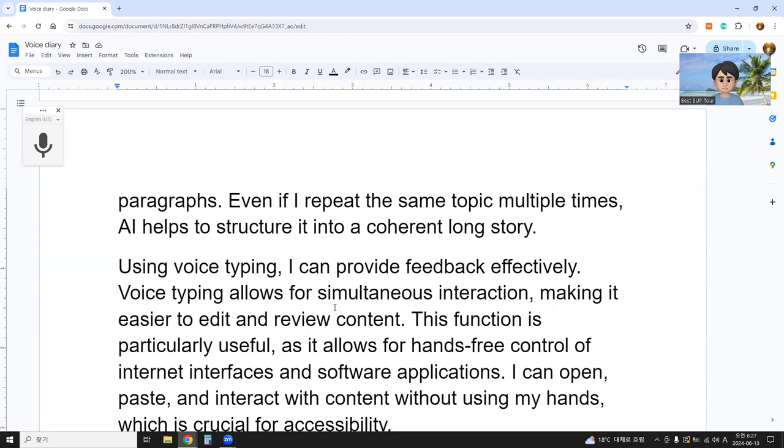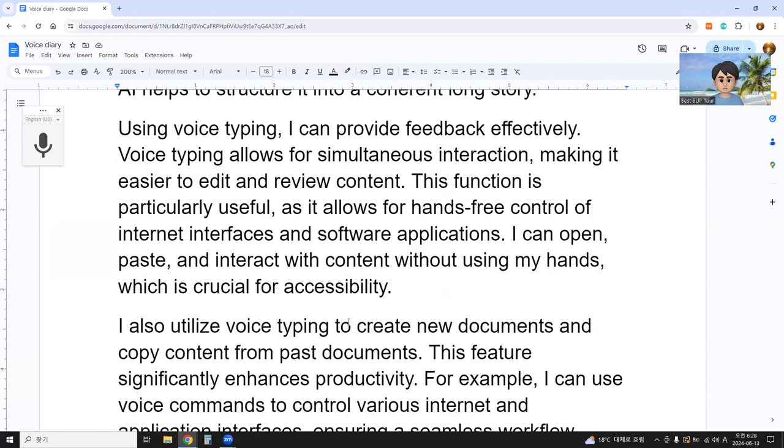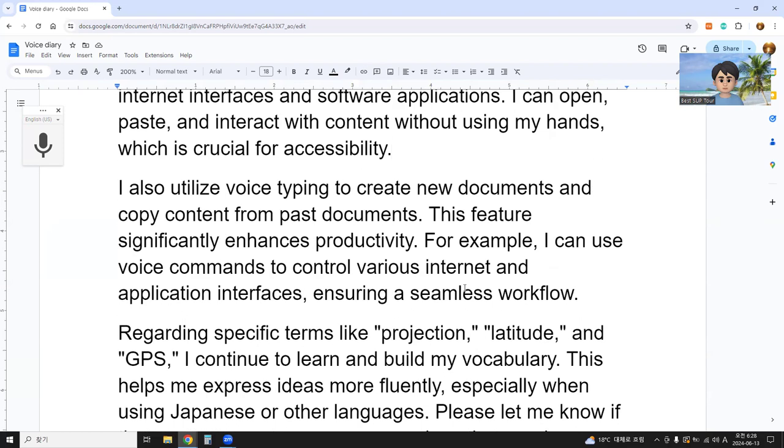Voice typing allows for simultaneous interaction, making it easier to edit and review content. This function is particularly useful as it allows hands-free control of internet interfaces and software applications. I can open pages and interact with the content without using my hands, which is crucial for accessibility. I also use voice typing to create a new document and copy content from past documents. This feature significantly enhances productivity.